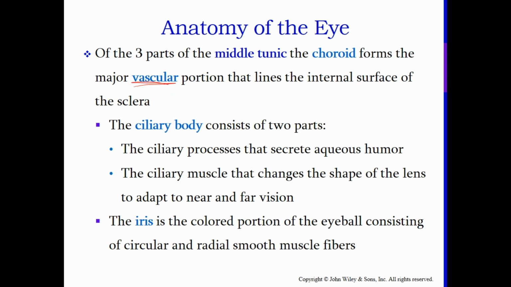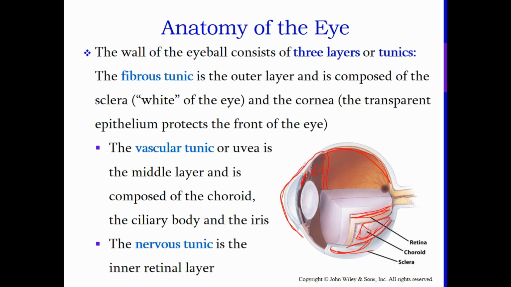The ciliary body consists of 2 parts. You have the ciliary process that secretes the aqueous humor. The aqueous humor is the fluid that fills the anterior chamber of the eye. So let's go back up to that picture. All right, the anterior chamber, that is this bump on the front of your eyeball right here. It sits right in front of the lens and the pupil.